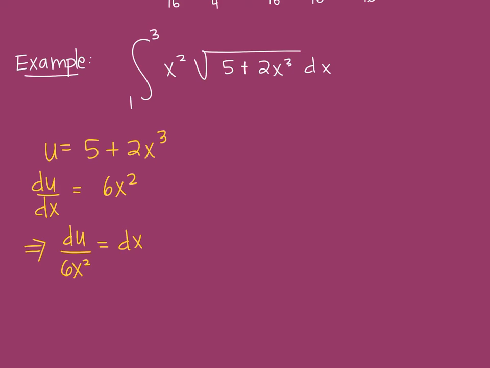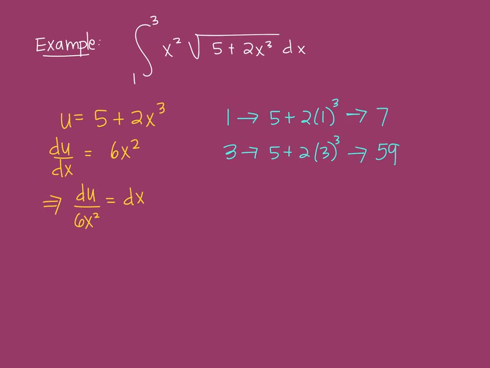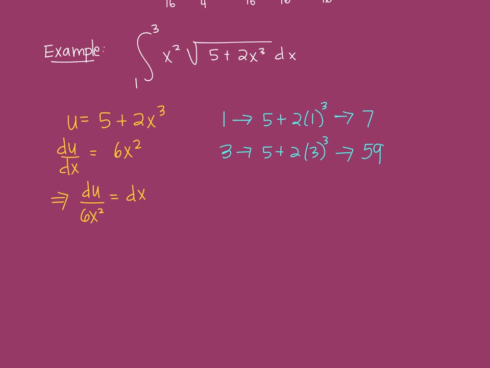Let's also convert the bounds. So 1 would get plugged into 5 plus 2 times 1 cubed. So what is that going to give you, Luke? Okay. And then 3 would get plugged into 5 plus 2 times 3 cubed. And so what bound would that give you? Yeah. Okay. All right. So our integral now becomes 7 to 59, which you might not think, oh, okay, but it's okay.